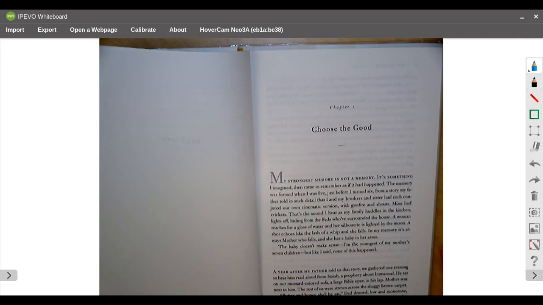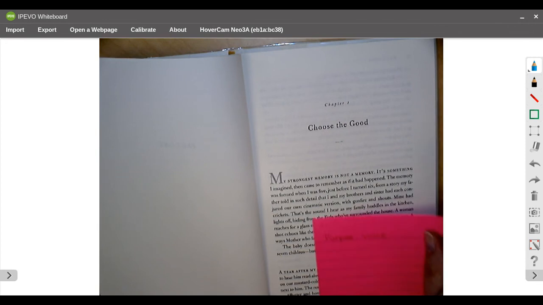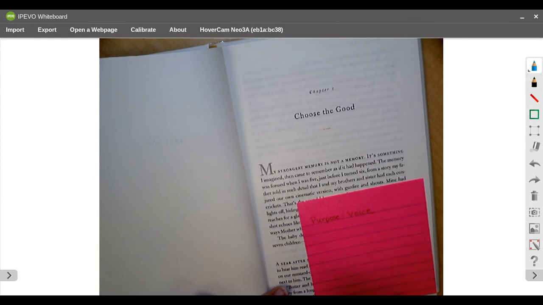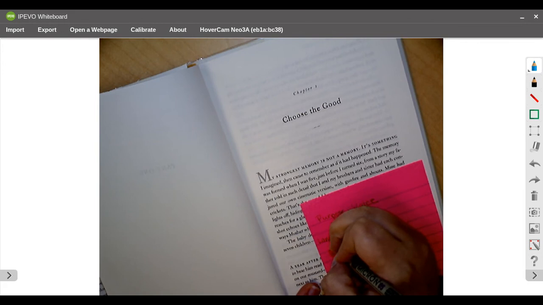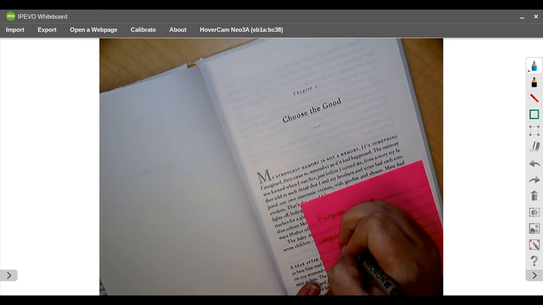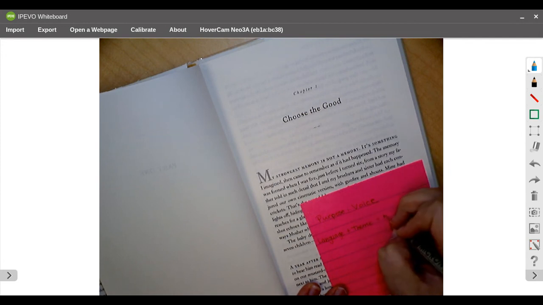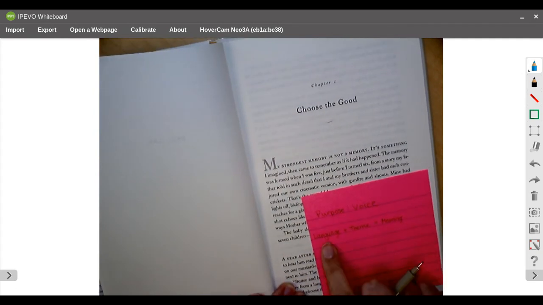All right. So when we are reading, we want to read for voice, but we also want to look at theme. This is the easiest way to describe it: language plus theme equals meaning. So we're looking at what a writer is doing. How is this writer using language to help develop an idea?